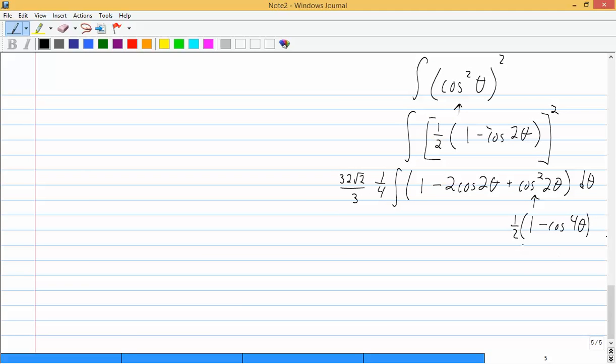All right, so we plug that in. So right there, you imagine that's 1/2 minus 1/2 cosine 4 theta, because you have another constant in front here. So you can put this 1/2 and that 1 together. Also, I'm going to cancel that out. So I have 8 square roots of 2 over 3 times the integral from negative pi over 2 to pi over 2 of 1, that's 1 and 1/2 is 3/2. So 3/2 minus 2 cosine 2 theta, and then minus 1/2 cosine 4 theta d theta.